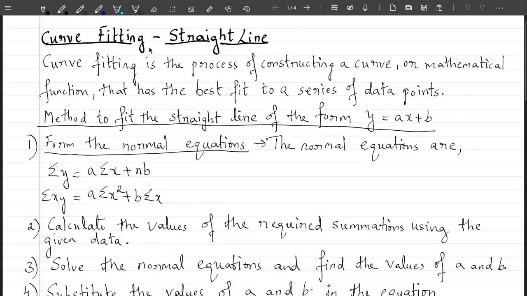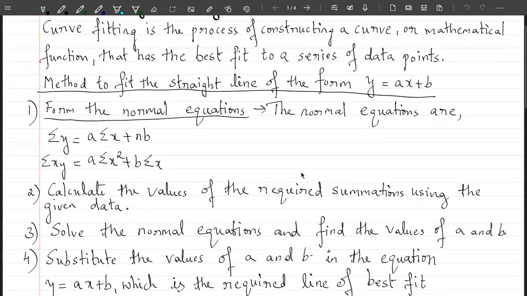The next topic is curve fitting, that is fitting of a straight line in this case. Now curve fitting is the process of constructing a curve or mathematical function that has the best fit to a series of data points. Now how do you fit the equation of a straight line which is of the form y equal to ax plus b?